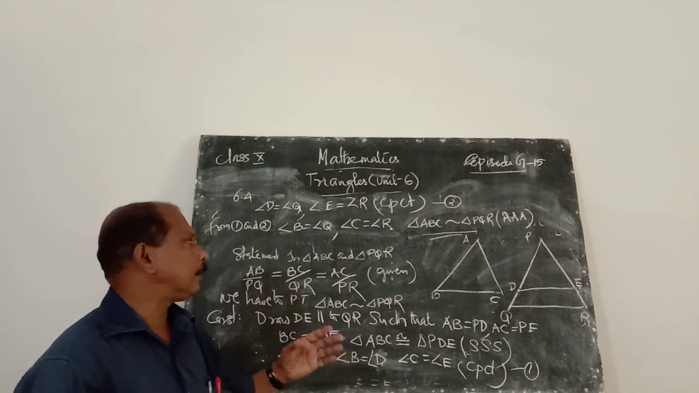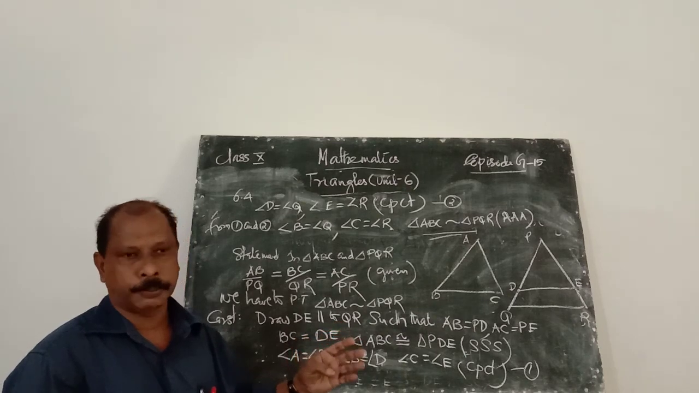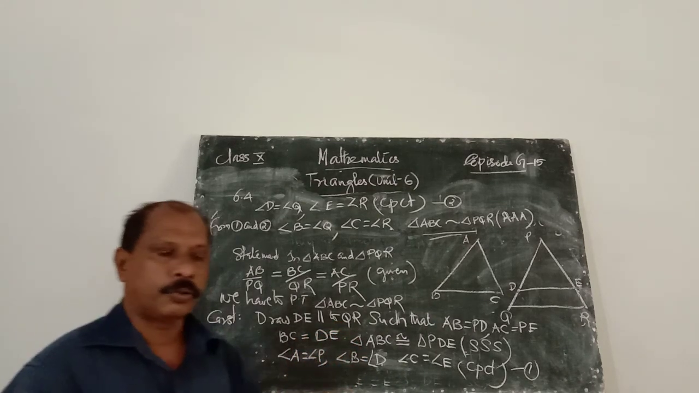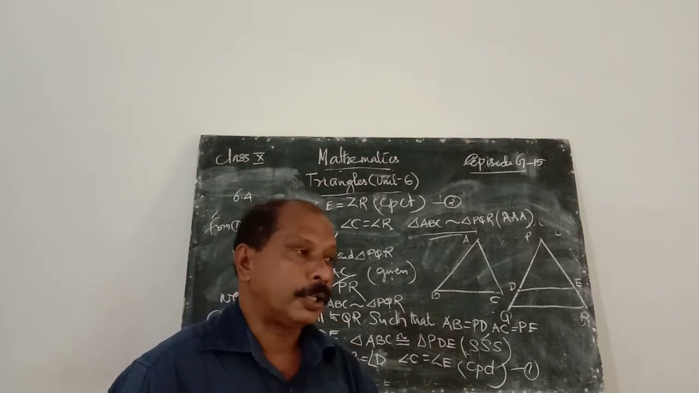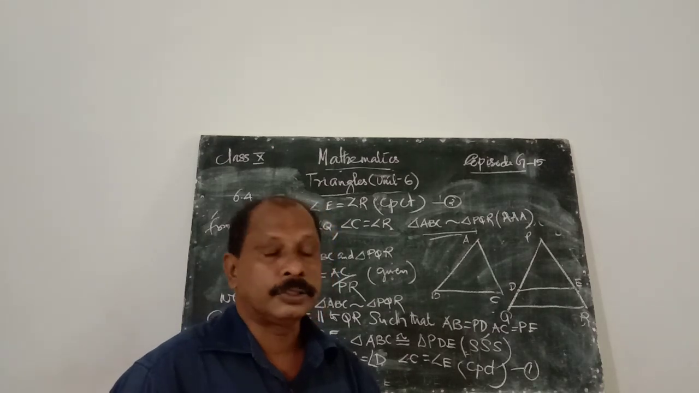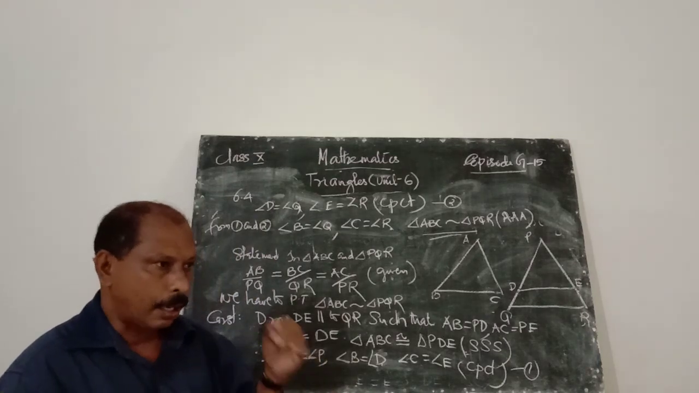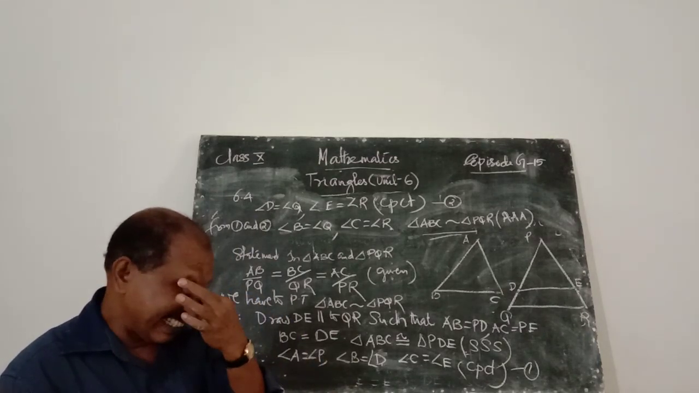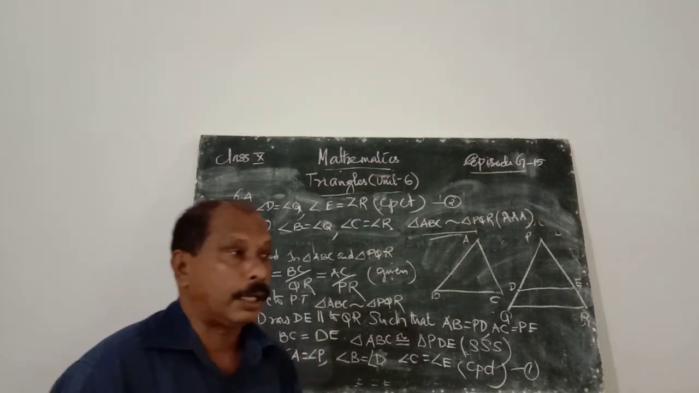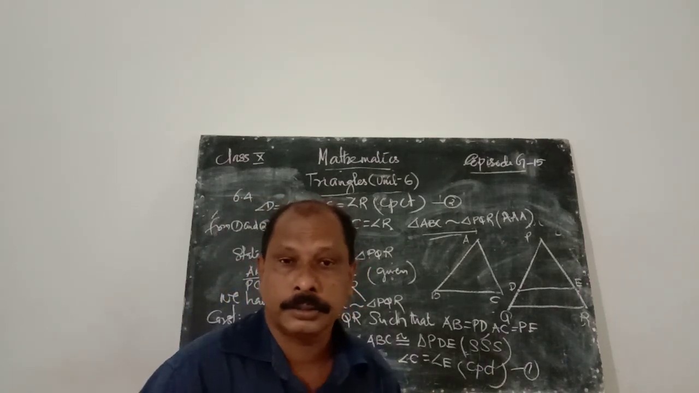The first theorem is basic proportionality theorem. Second is converse of basic proportionality theorem. Third one is, if corresponding angles of two triangles are equal, they are similar. And the fourth one is, if the sides of two triangles are in proportion, they are similar. Okay.